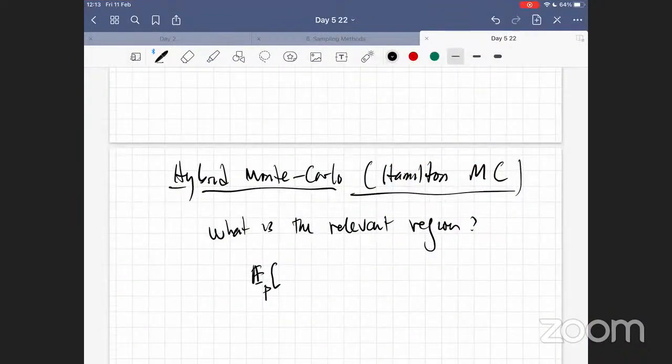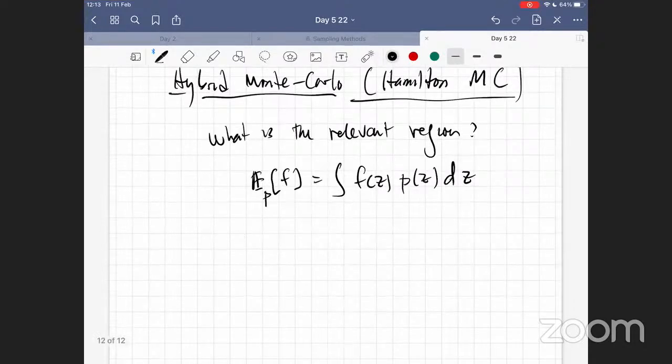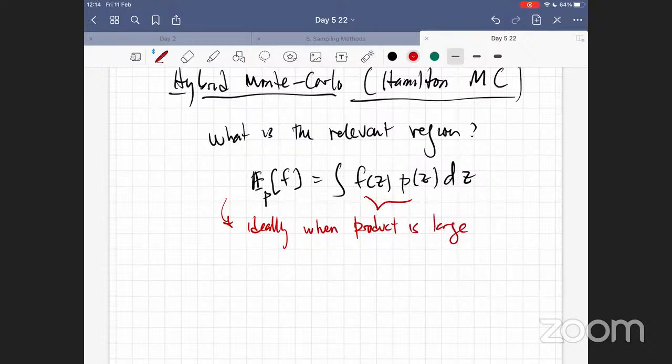So yeah, what I was saying is that what you're asking is just the question that I wanted to discuss now, which is what is the relevant region? So let me just rewrite here the problem that we have. P of Z. And this is what we were discussing before. So ideally, when the product is large, this product is the largest. Okay.